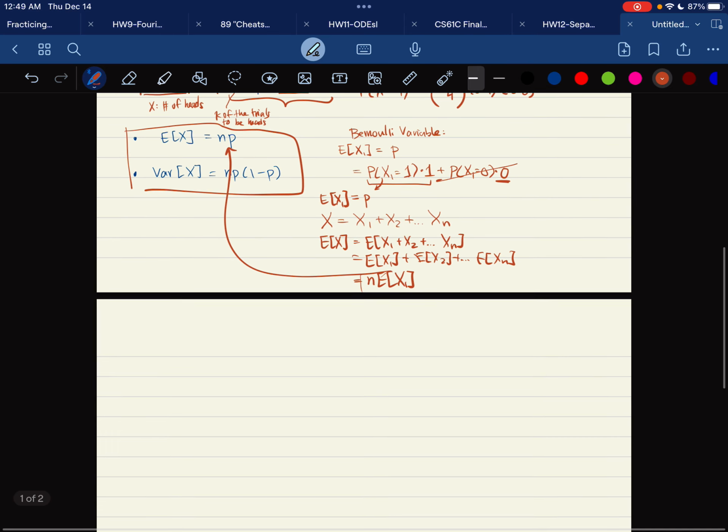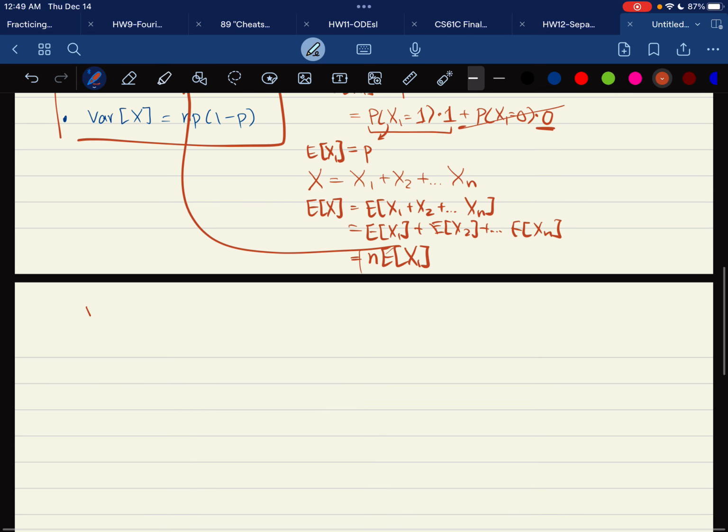Okay, let's take a look at variance very quickly. So the variance of a Bernoulli variable. Let's try to calculate that. So the expectation of x1 squared minus the expectation of x1, squared.